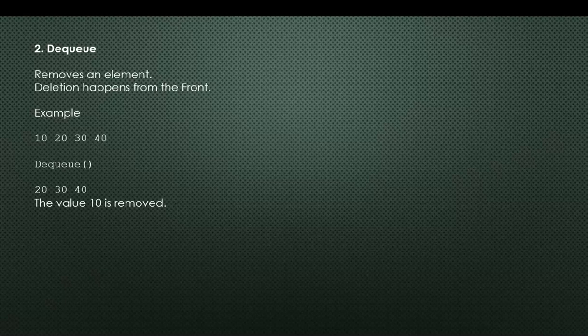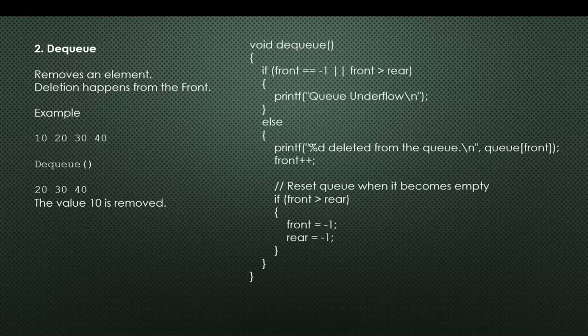Done? Yes. Now let's understand deletion through a simple code. First, you check whether the queue is empty. If the queue is empty, display queue underflow. Otherwise, print the deleted element. Increment front. If front crosses rear, that is if front is greater than rear, that means the queue has become empty. So reset both front and rear to -1. How do you check whether the queue is underflowing? The condition is if front is equal to -1 or front is greater than rear, it means queue underflow.